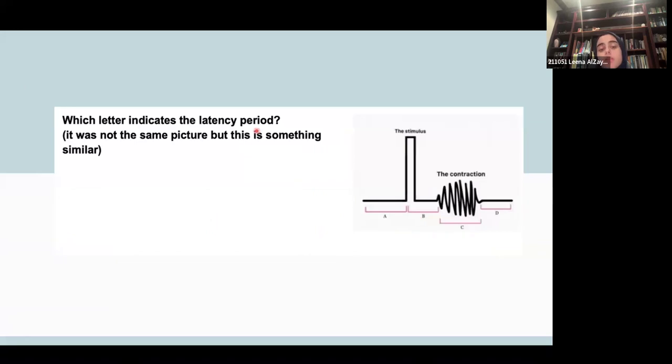Here, what indicates the latency period? A latency is basically the stop period between the stimulus and the contraction. So the answer would be B. It's like the pause between when you put a stimulus and the contraction. So the answer would just be B.